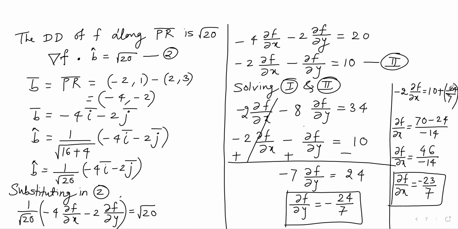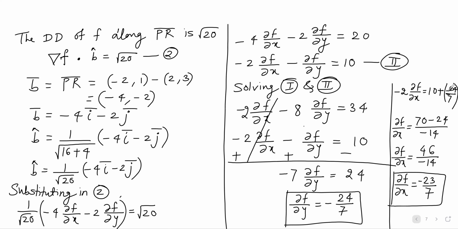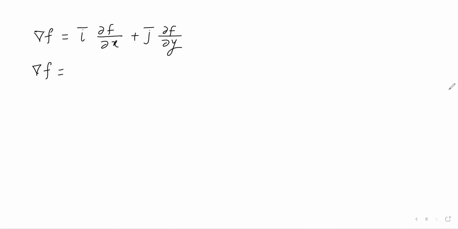So I just write it down now, del f, because we are requiring del f. So what is del f? Del f is i bar times ∂/∂x plus j bar times ∂/∂y. So del f is what we are getting: ∂/∂x gives minus 23 by 7 and this is minus 24 by 7. So minus 23 by 7 times i bar minus 24 by 7 times j bar. Okay. Now what I have to find?